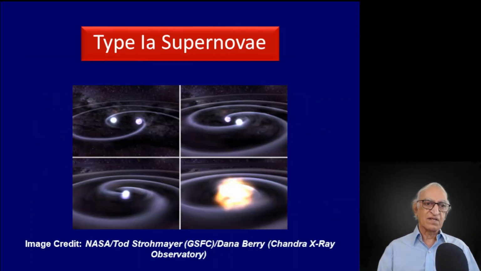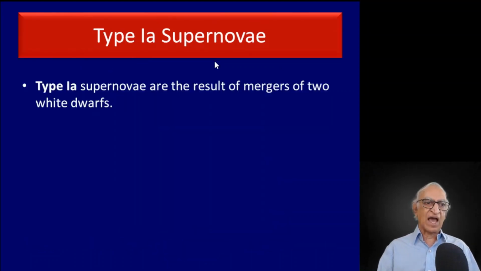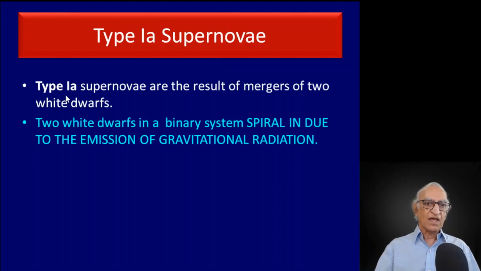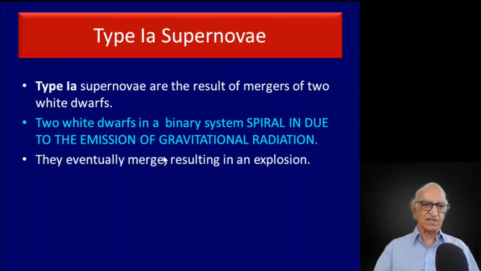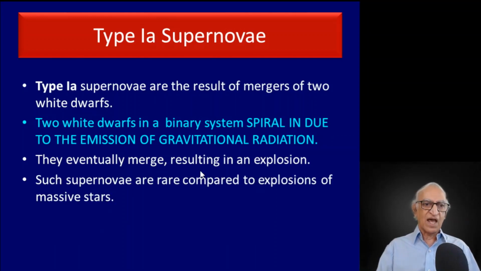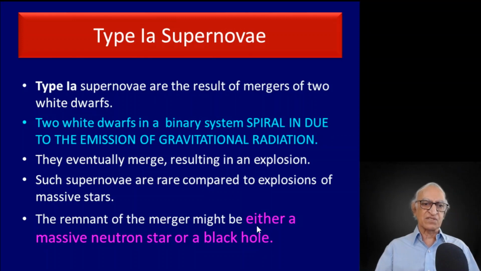And this cartoon tells you what will happen. Two spiraling in white dwarfs finally coalesce and create a type 1a supernova explosion. They spiral in because of the emission of gravitational radiation and eventually merge, resulting in an explosion. And the remnant of the merger could either be a massive neutron star or a black hole.